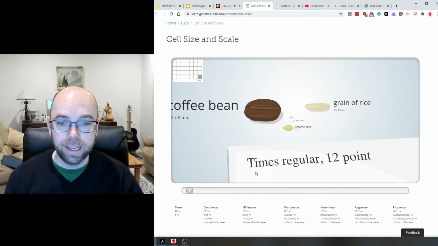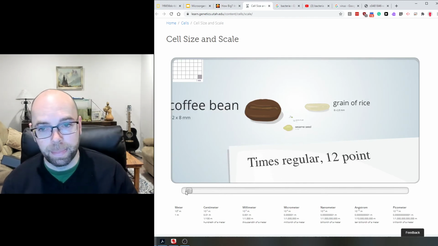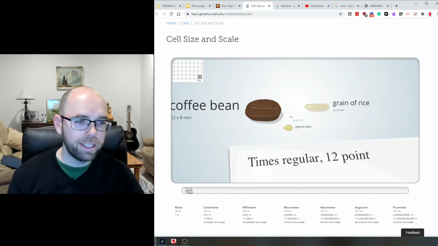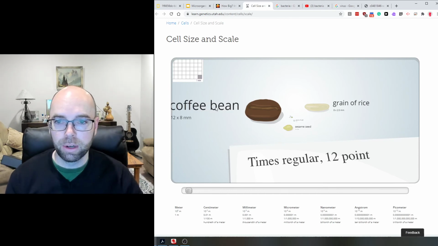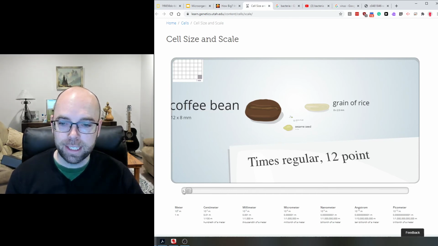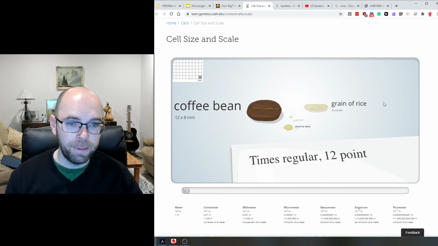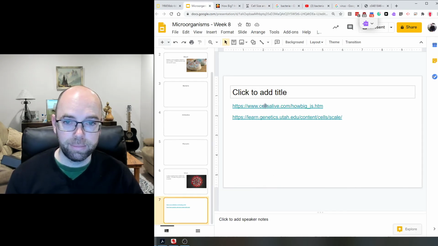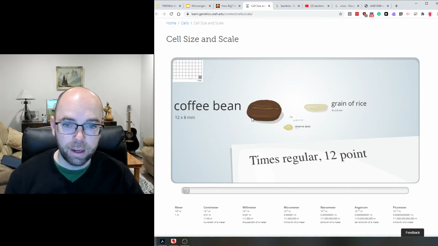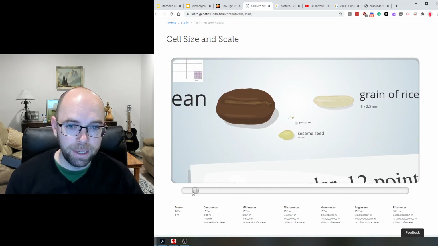It's pretty interesting. There's another one here that's different. I think this gives you a pretty good idea too. This starts off with a coffee bean. This is a coffee bean and there's a grain of rice. This is the second one on the link here. Coffee bean, a grain of rice, a sesame seed, but then we can scroll this bar here to zoom in.